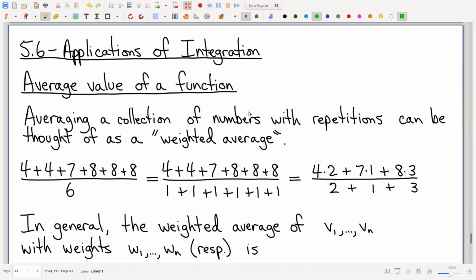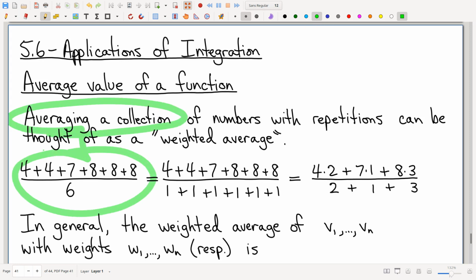Moving along to section 5.6. There's a bunch of applications in here. Holly does a really nice job in this section of motivating, kind of starting with a simple idea and generalizing just a little more and working up to a physics concept called center of mass. So I'm going to follow her process here. We'll start with just plain old, regular old averaging numbers, which I know y'all know how to do.